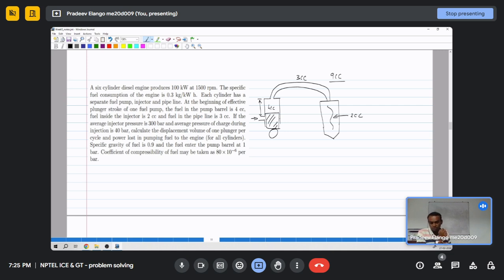The injection pressure is given as 300 bar, so we can write delta P average is 300 bar minus the charge pressure. At this point it is 300 bar, but in the cylinder it is 40 bar average. So delta P is 300 minus 40, that is 260 bar. 260 bar is the pressure across the orifice. Now we have to calculate the displacement volume of one plunger per cycle and the power lost in pumping fuel to the engine.